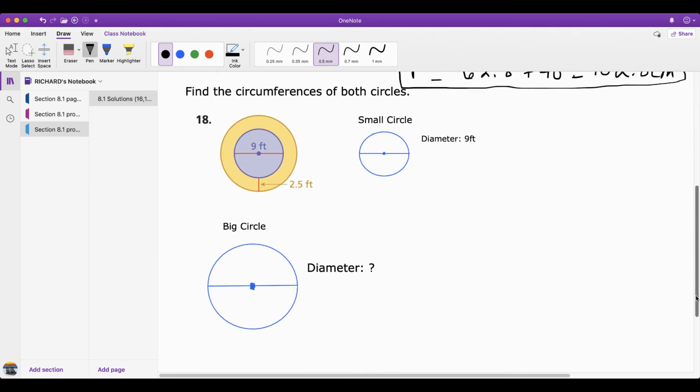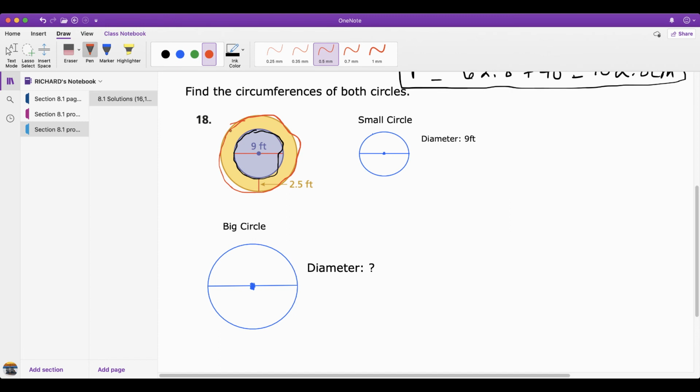Problem 18, find the circumferences of both circles. Well, I want to look at this as a small circle in purple, and then I want to look at this as one big circle. Okay, so I need to find this distance around here, and I need to find the distance around this circle. Okay, to do that, I need diameters or radiuses or radii. So plural for radius is radii. So I'm going to look for diameters.